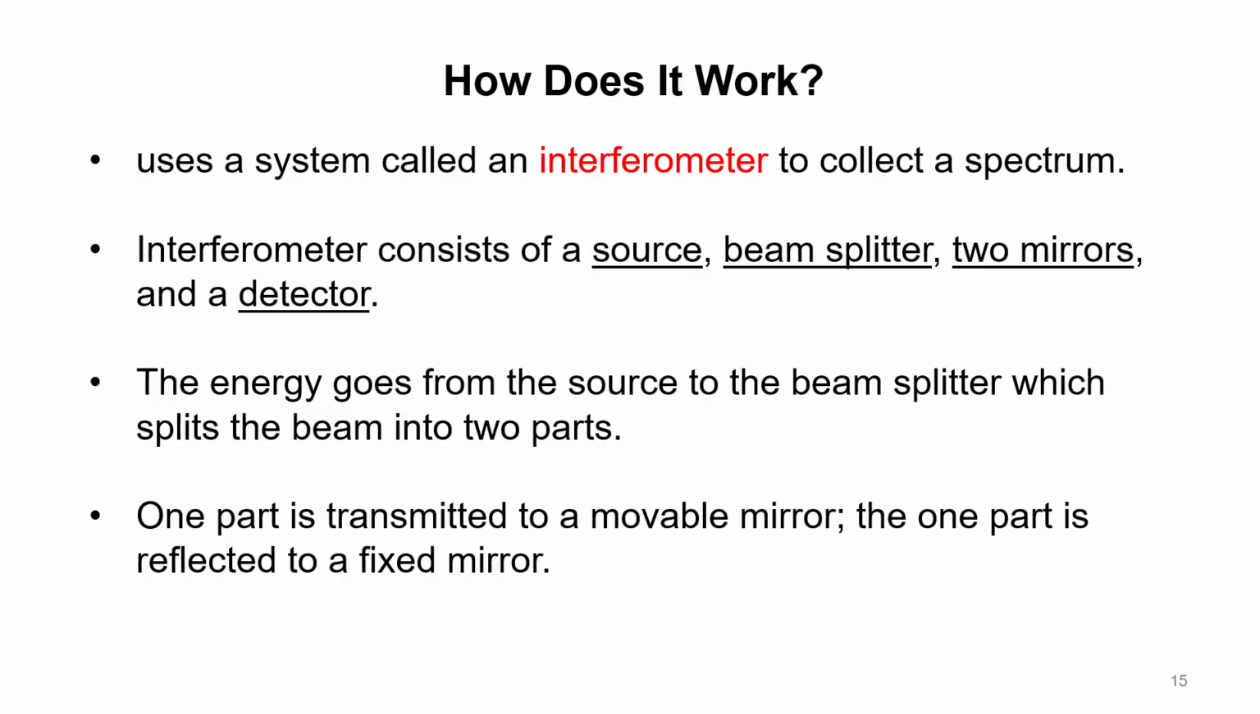How does the Fourier transform system work? It requires a system called an interferometer to collect the data for the generation of the spectrum. An interferometer consists of a light source, a beam splitter, two mirrors which are a fixed mirror and a movable mirror, and a detector. So the energy goes from the light source to the beam splitter, which splits the beam into two parts. For the beginning of this explanation, we will focus on monochromatic light as the source.